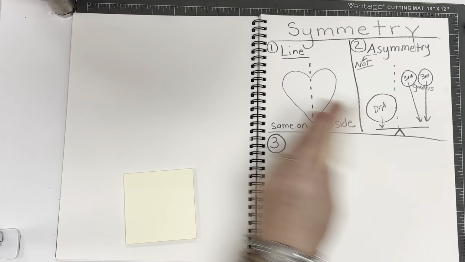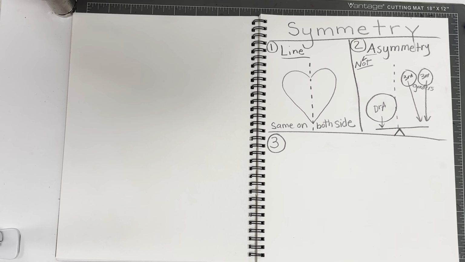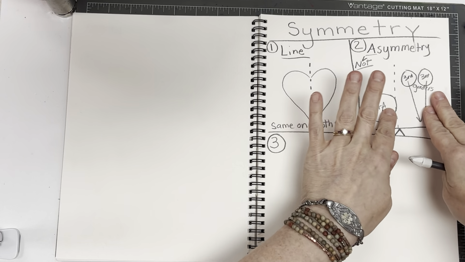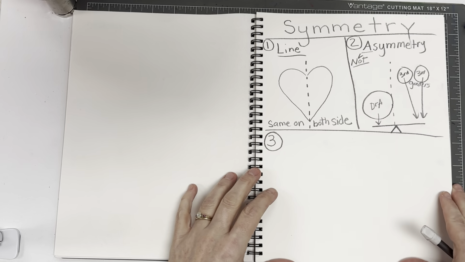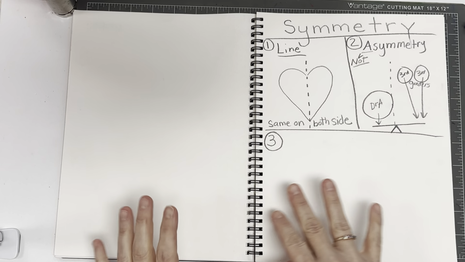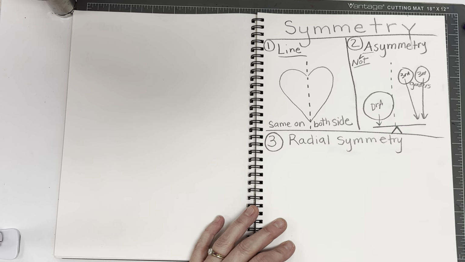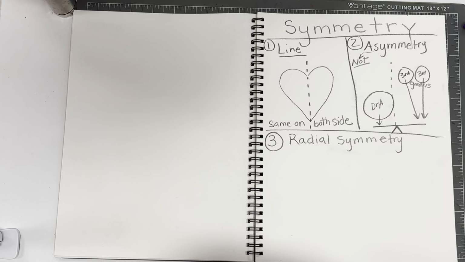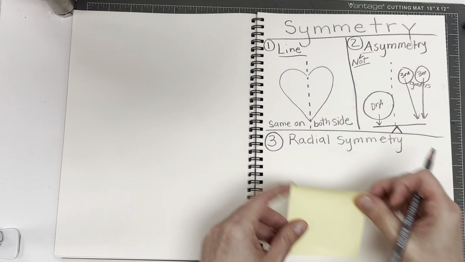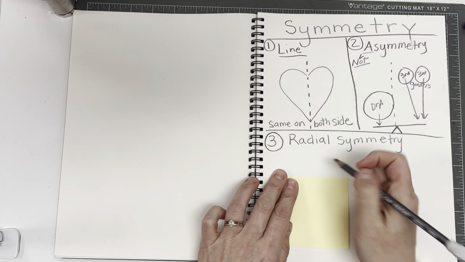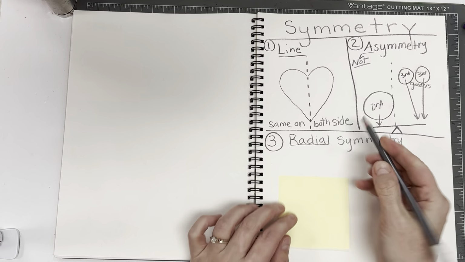Okay. So we've got line symmetry and we've got asymmetry. And now what we're going to work on today is to create something that has radial symmetry. Have you been watching radio? Oh, I love that you said radio. Why did you say radio? Because it sounds like it.